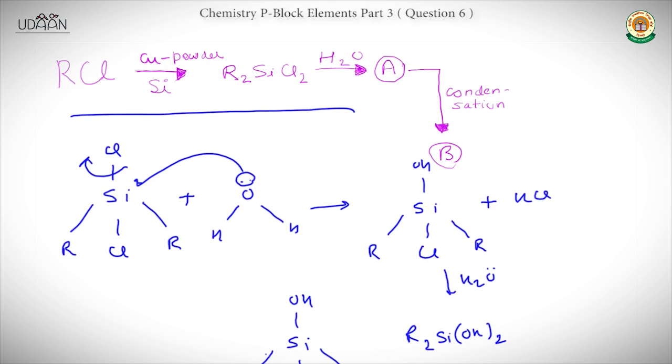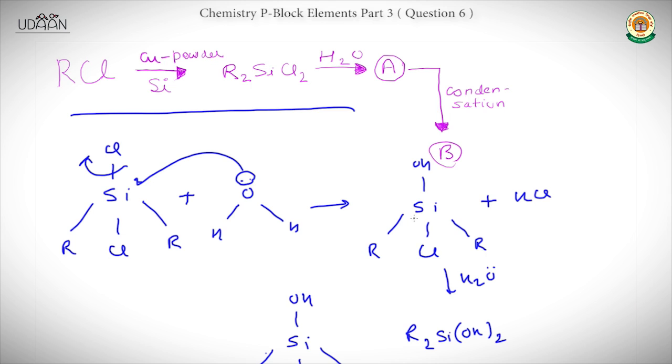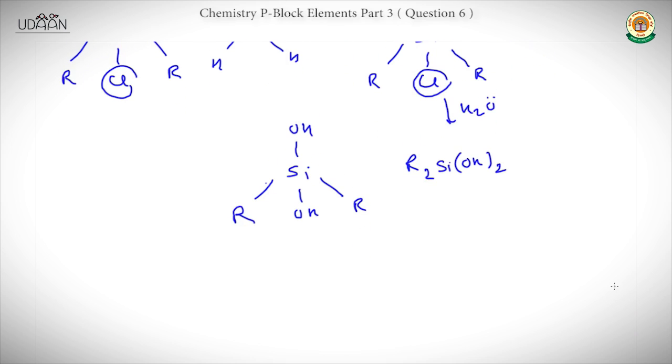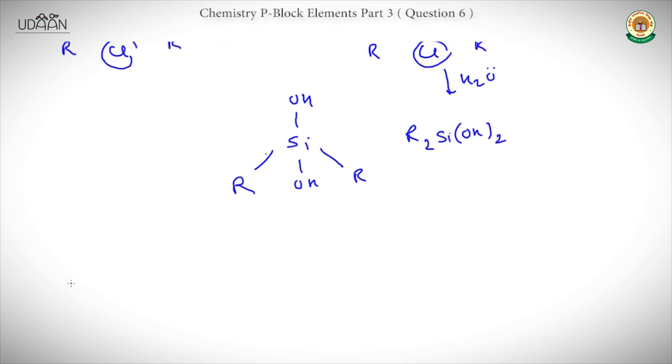Now both the chlorines, which are the leaving groups, have been removed, so no more H2O can attack here because there is no polarity left. Now the condensation reaction will happen. The condensation reaction starts in this manner: Si, R, and chain silicone will be formed, in the same manner which I have taught in the theory part.